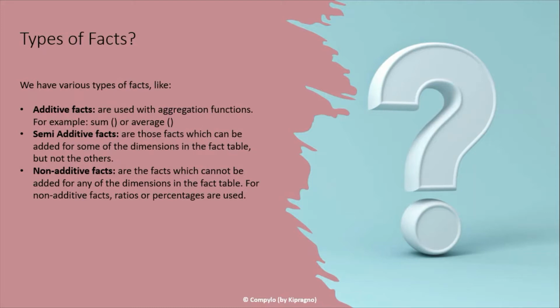What are the types of facts? We have various types of facts like additive facts, which are used for aggregation functions, for example, sum or average. Semi-additive facts, which are those facts which can be added for some of the dimensions in the fact table but not for the others. Non-additive facts are the facts which cannot be added for any of the dimensions in the fact table. For non-additive facts, ratios or percentages are used.